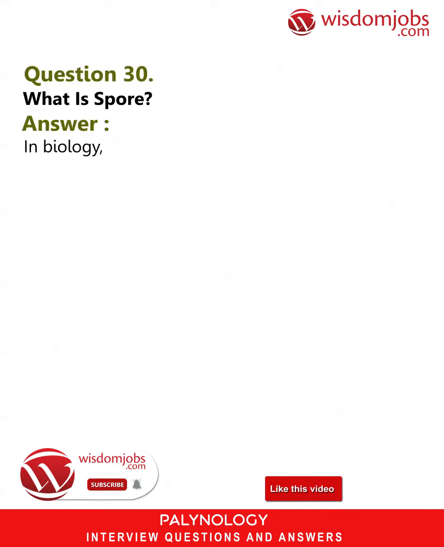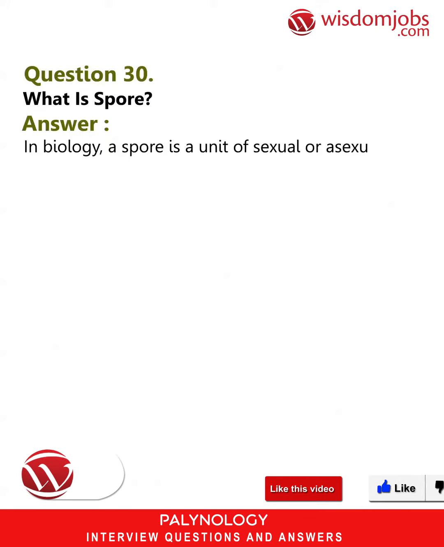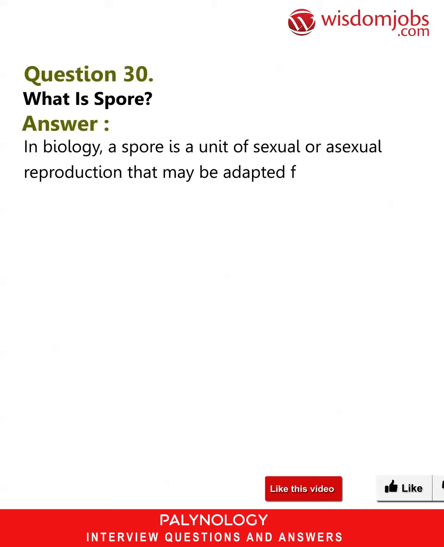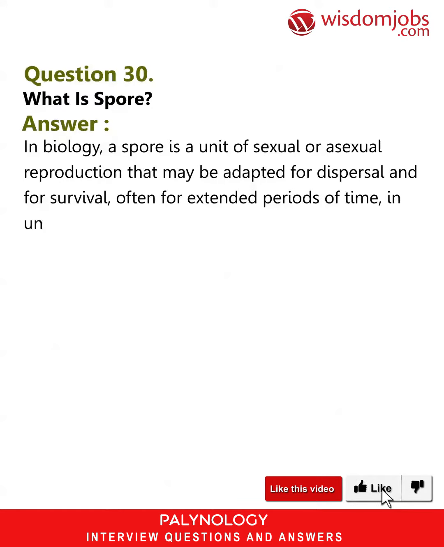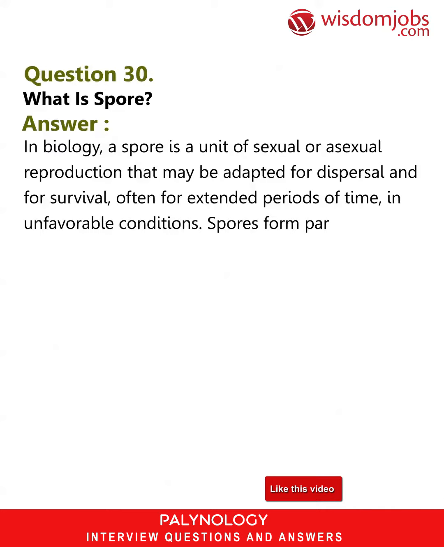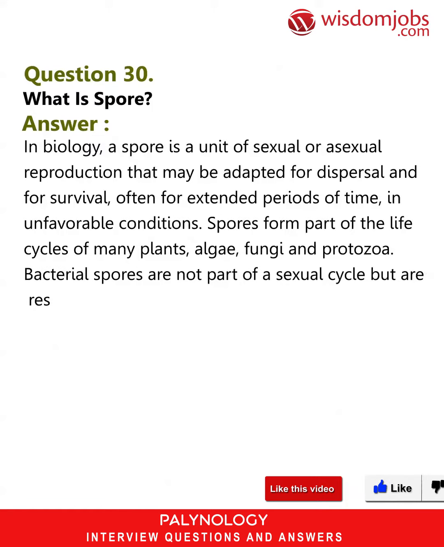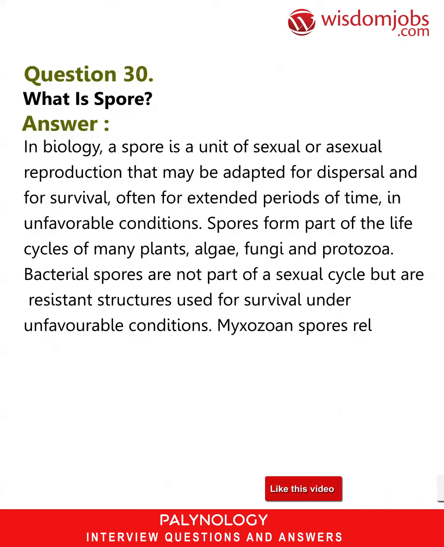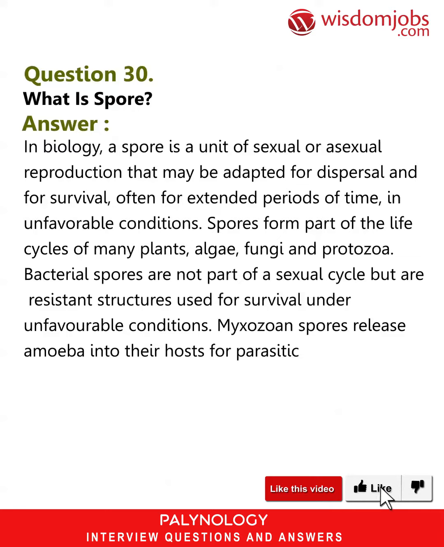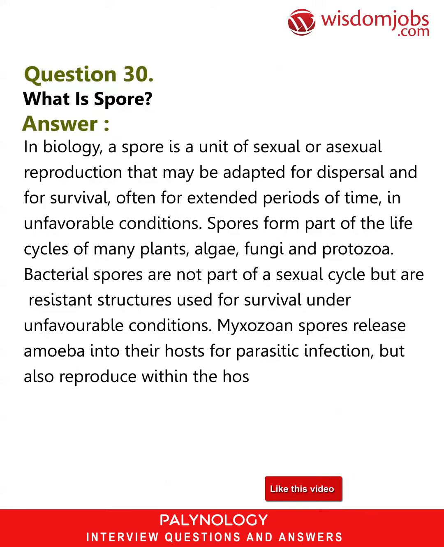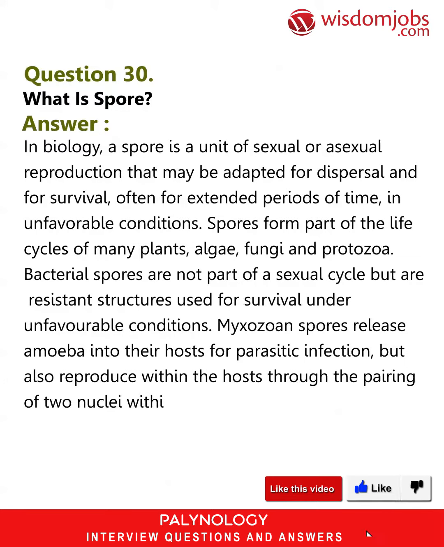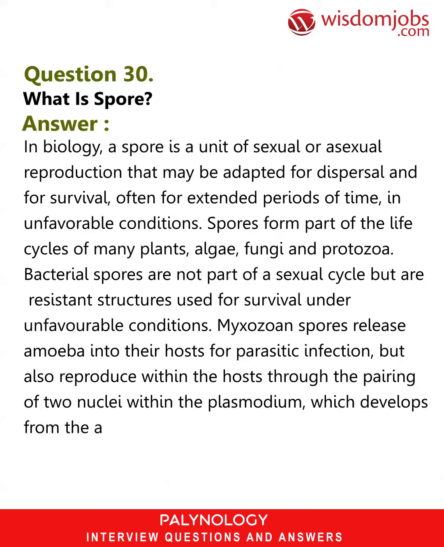Question 30. What is spore? Answer: In biology, a spore is a unit of sexual or asexual reproduction that may be adapted for dispersal and for survival, often for extended periods of time in unfavorable conditions. Spores form part of the life cycles of many plants, algae, fungi and protozoa. Bacterial spores are not part of a sexual cycle but are resistant structures used for survival under unfavorable conditions. Myxozoan spores release amoeba into their hosts for parasitic infection but also reproduce within the hosts through the pairing of two nuclei within the plasmodium, which develops from the amoeba.